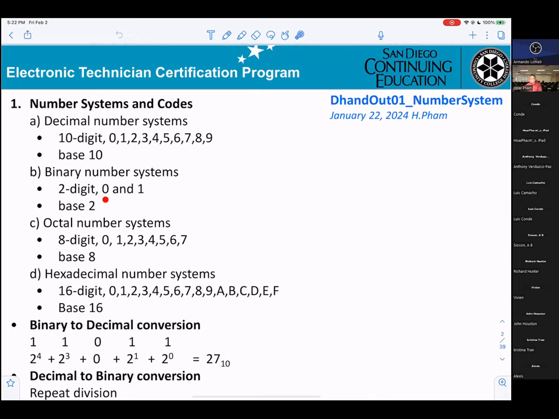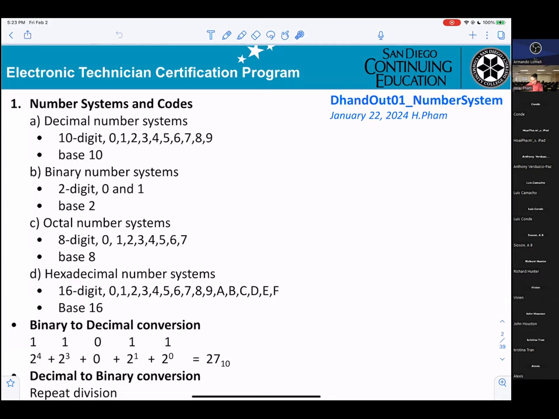This is the language of the computer. The computer knows nothing except one or zero. Next one, the octal number system. It has 8 digits: 0, 1, 2, 3, 4, 5, 6, 7, and base 8. Really, now we're not using the octal number system. The last one is the hexadecimal number system. It has 16 digits: 0, 1, 2, 3, up to A, B, C, D, E, F.